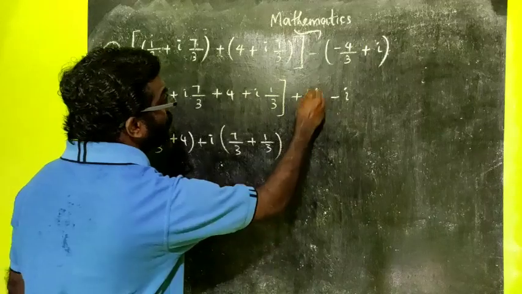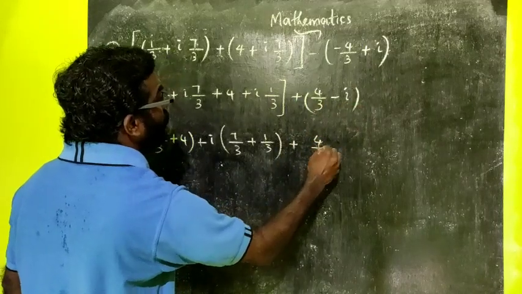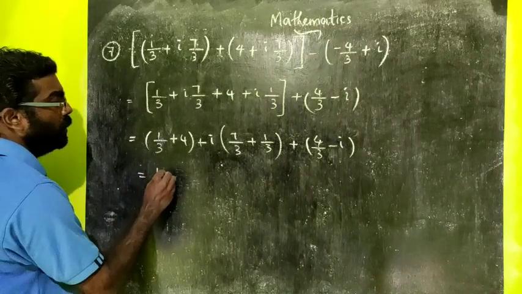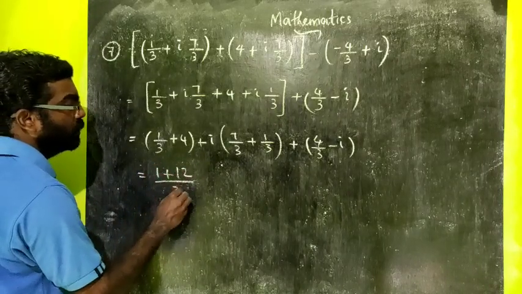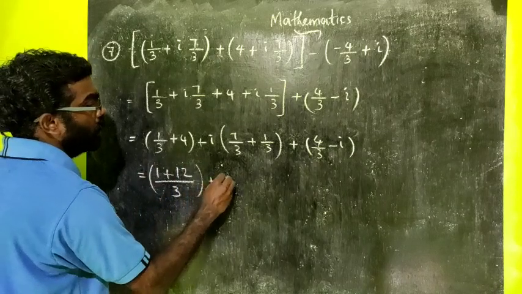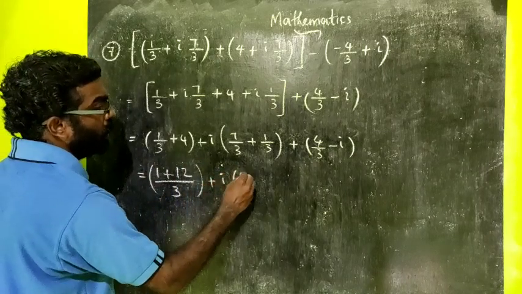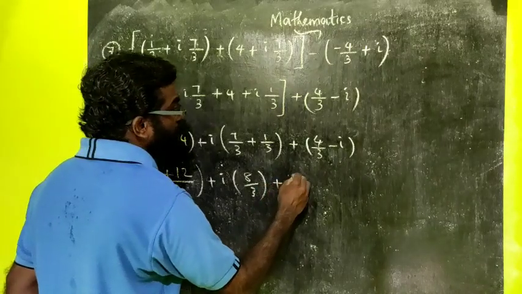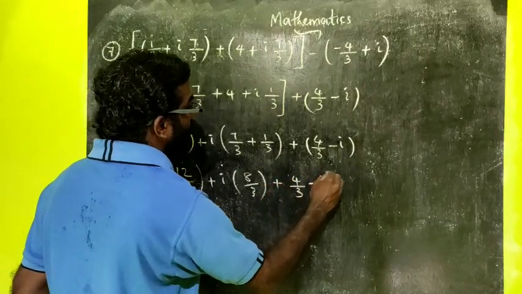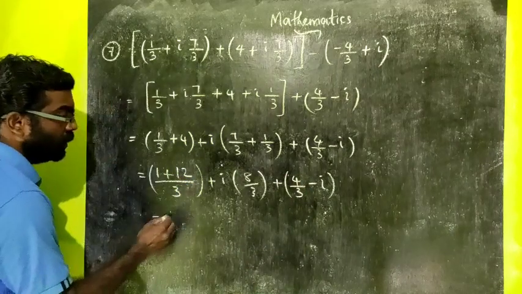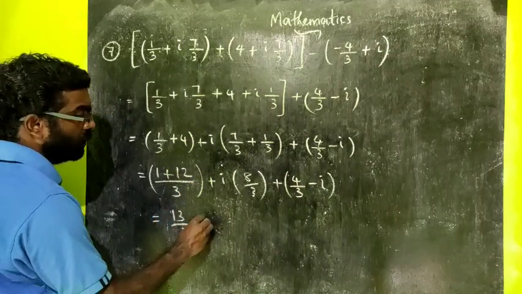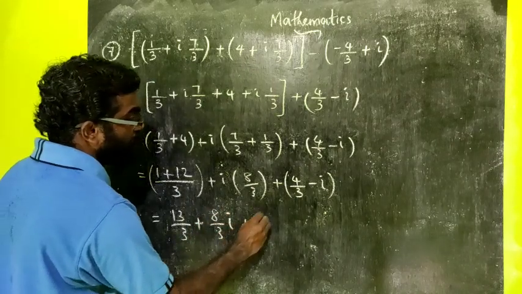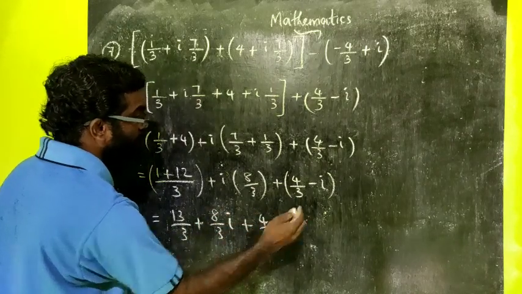Okay, then plus 4 by 3 minus i. Here we can cross multiply, 1 plus 12 by 3, i into, here we can add, 8 by 3. Then plus 4 by 3 minus i. That is 13 by 3, then plus 8 by 3 i. Here 4 by 3 minus i.